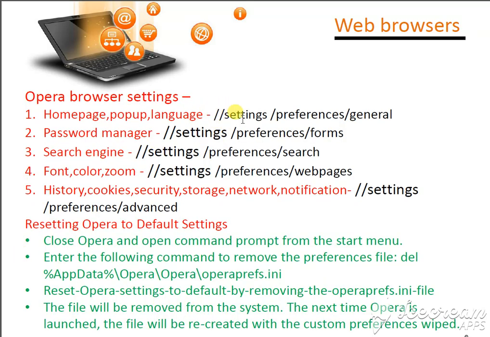Opera Mini is the same thing, under Settings. In Opera Mini, homepage, pop-up, and language you will find under Settings, Preferences, General. Password manager you will find under Settings, Preferences, Forms. Search engine you will find under Settings, Preferences, Search. Font color you will find under Settings, Preferences, Web. History and cookies, all these are under Settings, Preferences, Advanced. So that is what you find.